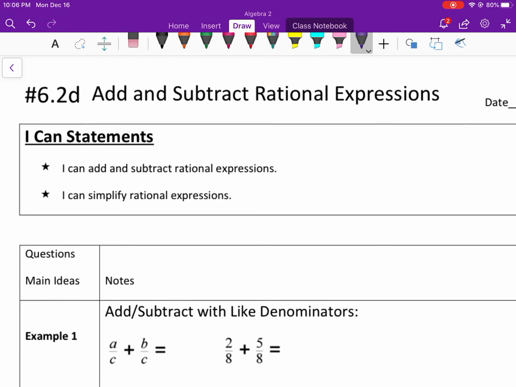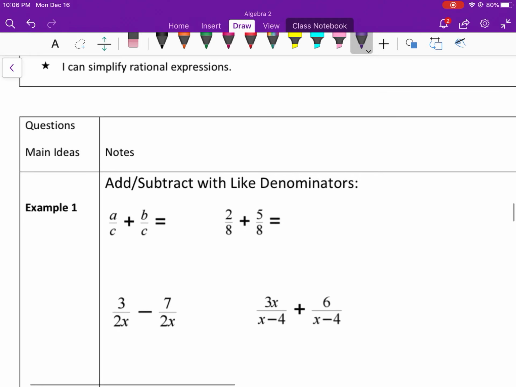All right, this video is on 6.2D, adding and subtracting rational expressions. So first, let's go back to just the basics. When you add and subtract with like denominators, so when the denominators are the same thing, you add the numerators and the denominator stays the same. So like 2ace plus 5ace would be 2 plus 5 is 7ace. So they're the same things, so you can add them together.